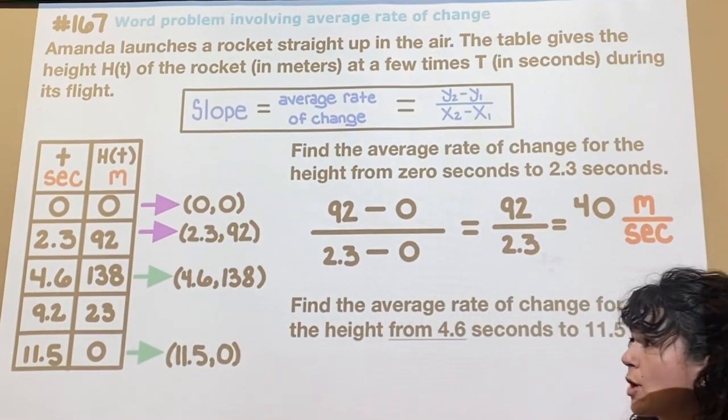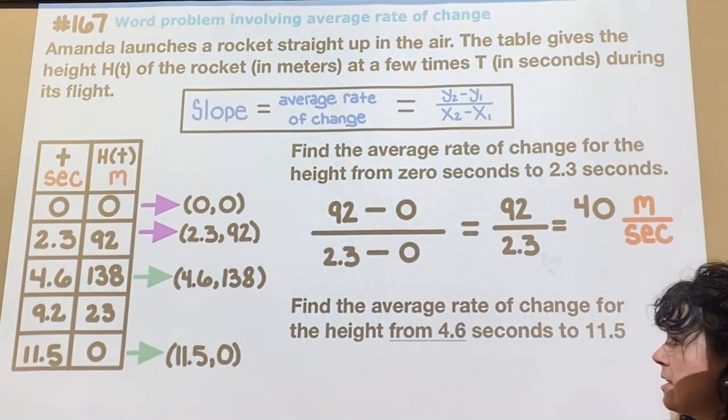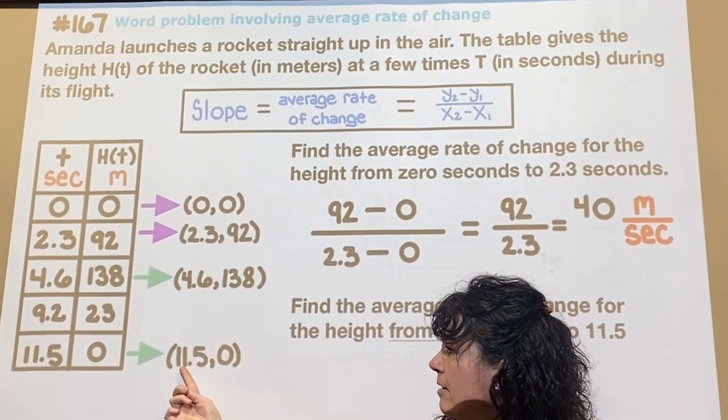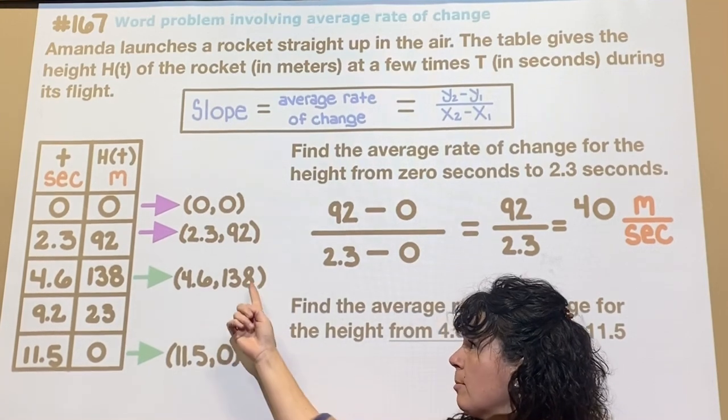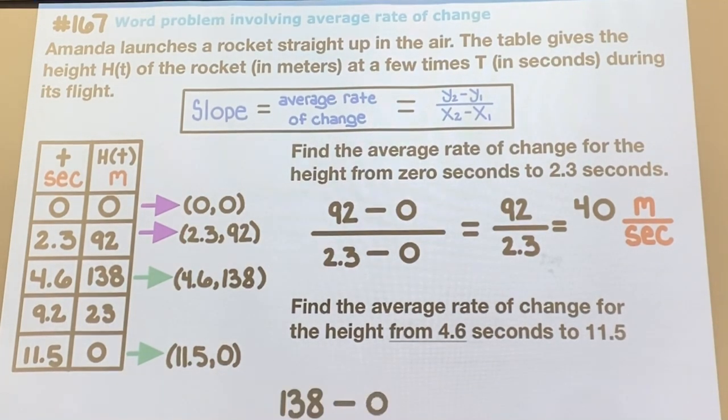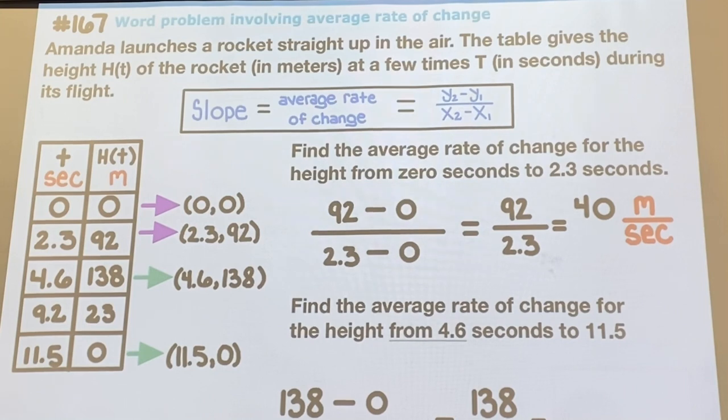And so I'm going to go ahead and subtract the y's over subtracting the x's. So I could do 138 minus 0 over 4.6 minus 11.5, or I could do 0 minus 138 over 11.5 minus 4.6. And then I'm going to do the subtraction here. And I get 138 over negative 6.9. Then I go ahead and do the division. And if I divide 138 by negative 6.9, I end up getting negative 20.